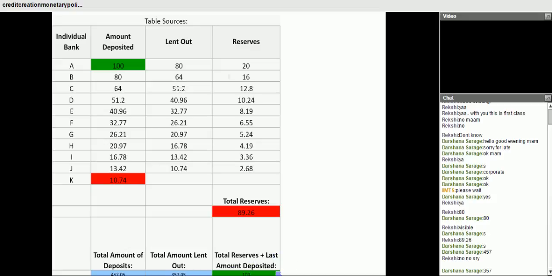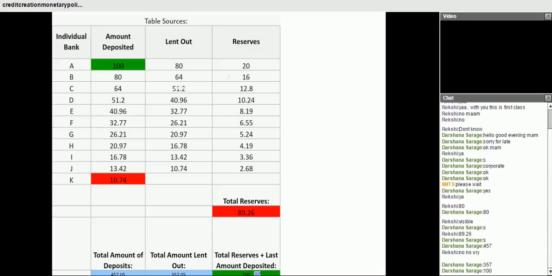$357. And what is this? Total reserve plus last amount deposited? 100. Alright. So now we see that the total amount of deposits available with the bank is 457. The total amount lent out is 357. And total reserve plus last amount deposited is 100.